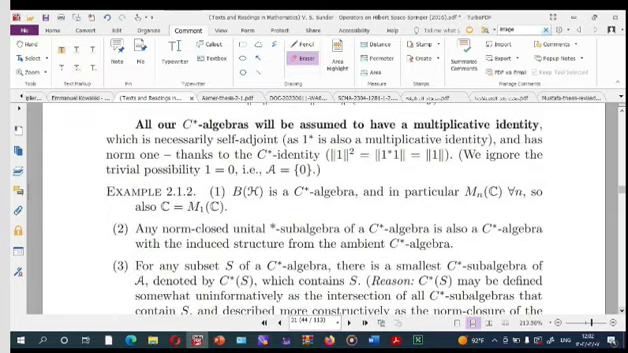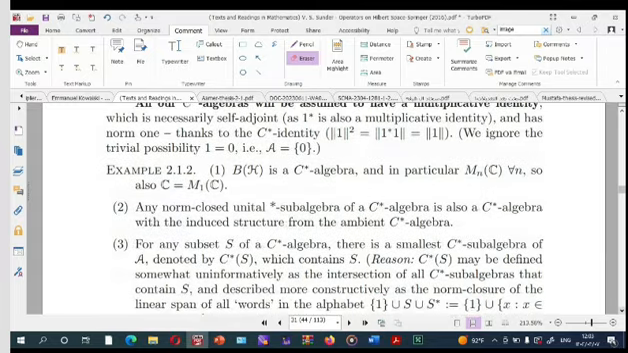We know important examples of C-star algebras. B of H is a C-star algebra, and in particular the set of all n times n complex matrices, and the complex numbers are C-star algebras.